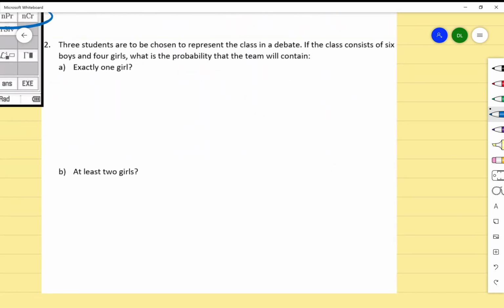This next question is a little bit more difficult and will require a little bit more thinking. So 3 students are to be chosen to represent the class in a debate. If the class consists of 6 boys and 4 girls, what is the probability that the team will contain exactly 1 girl? So for this one, what I'm going to do is try and figure out what are the different possibilities, and then what are the different number of outcomes for each of those.